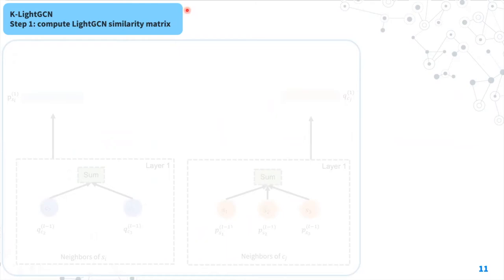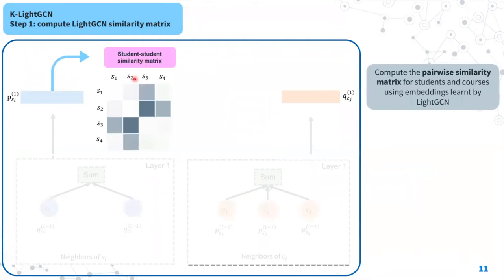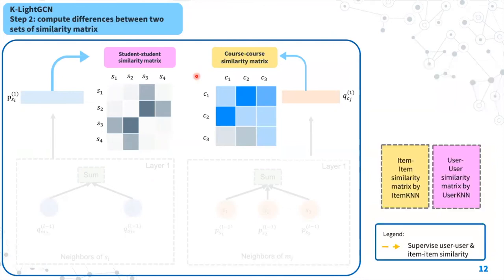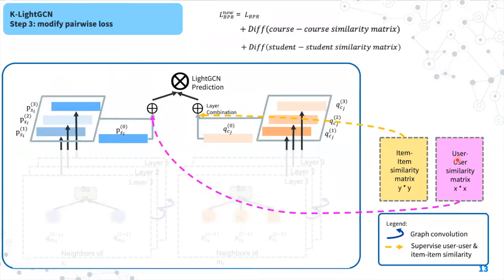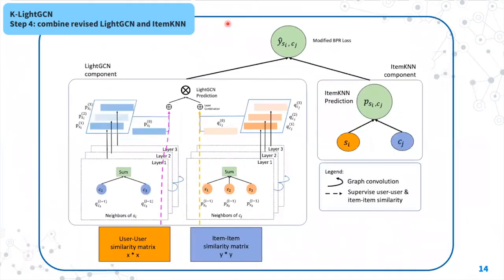To construct K-LightGCN, we first compute the similarity matrix for students and courses using the LightGCN embedding. Next, we will be computing the differences between two sets of similarity matrix. One computed using LightGCN embedding, the other set computed by the KNN models. Moving on, the computed differences will be added into the original BPR loss to form the new loss of this revised component. Lastly, we will be combining the revised LightGCN component with the item KNN component to form our K-LightGCN.